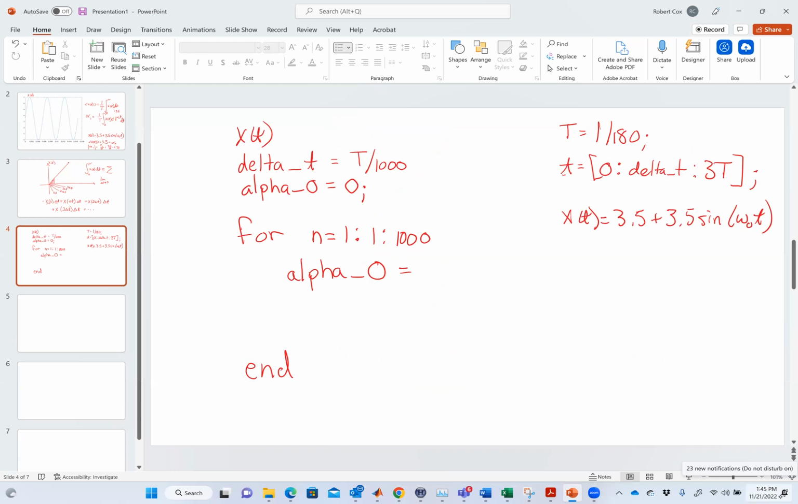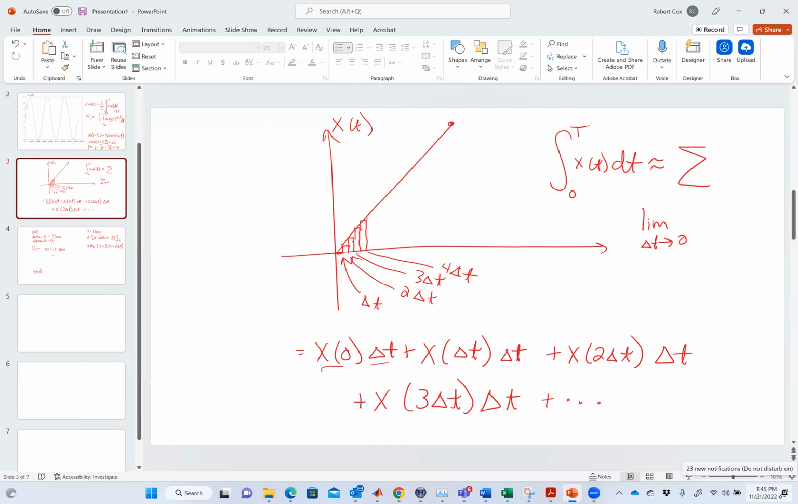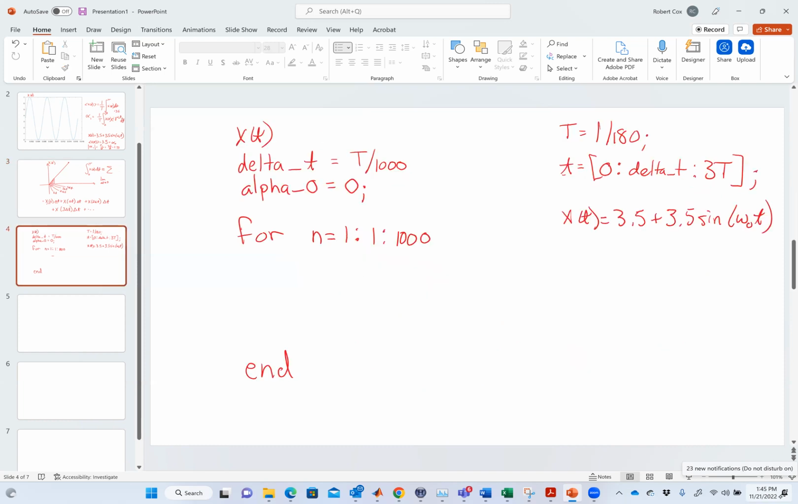Well, first of all, let's do it this way. What I'm doing is, every time I go through the loop, I'm adding a new value in. And the new value I'm adding in looks like it would be the current value of x times delta t, right? So how would I do that part? That would be x of what times what? x of n, the current value of x, right? Times what? Times delta t.